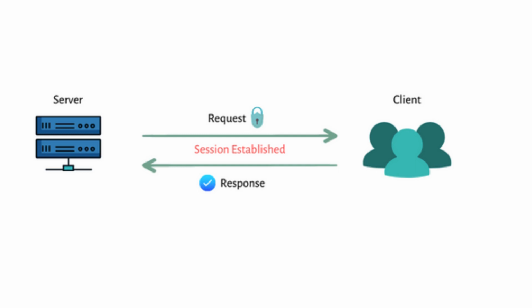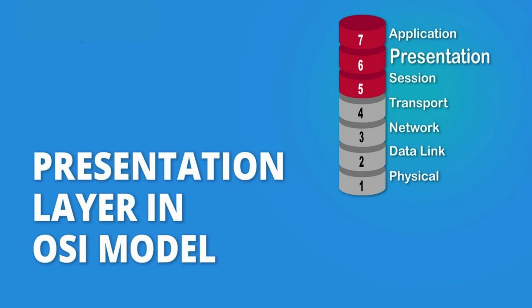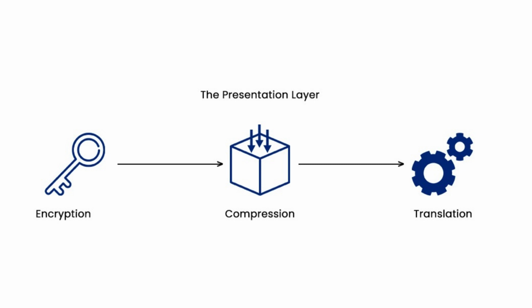So now it is time to discuss the presentation layer. The presentation layer, positioned 6th in the OSI model, focuses on ensuring the data exchange between the applications is in a format that both the sender and receiver can understand. It acts as a translator, converting the data from the application layer into a standardized format for transmission over the network, and then back into a format that the receiving application can interpret.